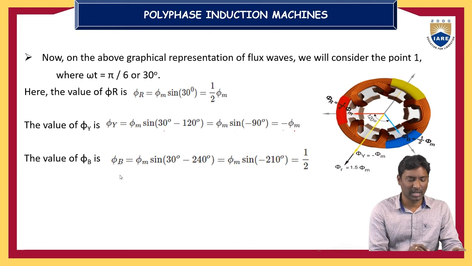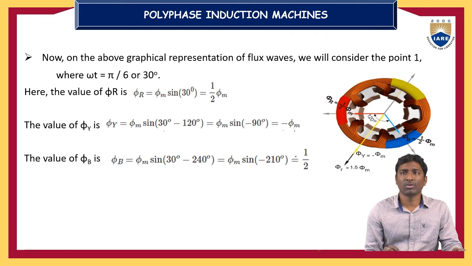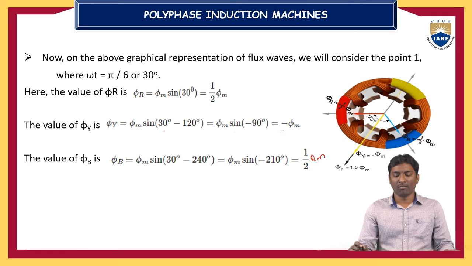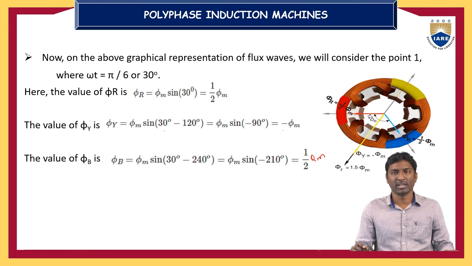Similarly, the value of phi b is equal to phi m into sin of 30 degrees minus 240 degrees. That will be equal to phi m into sin of minus 210 degrees, that will be equal to 1 by 2 into phi m, I am getting here.